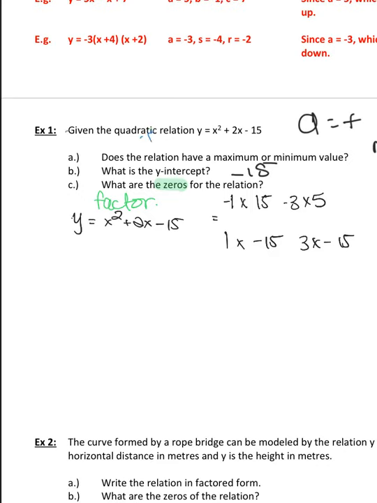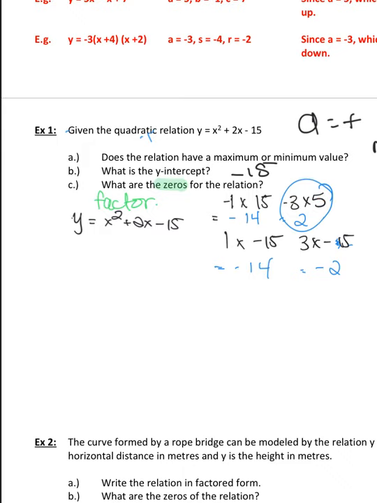Okay, now I'm going to add the two numbers together and see if we can find one that adds to positive 2. So negative 1 plus 15, that's going to be negative 14. Negative 3 plus 5, that's 2. 1 plus negative 15 is negative 14. And 3 plus negative 5 is negative 2. That should be a negative 5. So if I'm looking here, this is my combination. These two numbers multiply. So negative 3 and positive 5 multiply to negative 15 and add to positive 2.